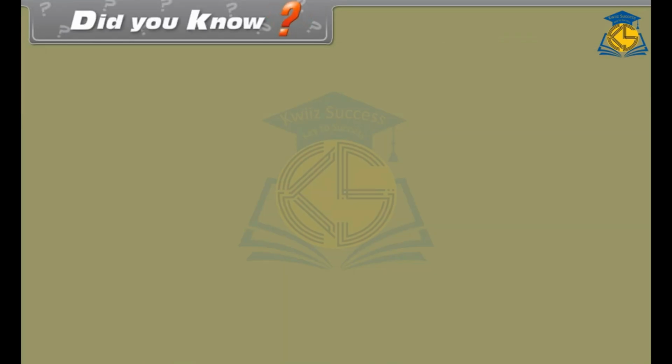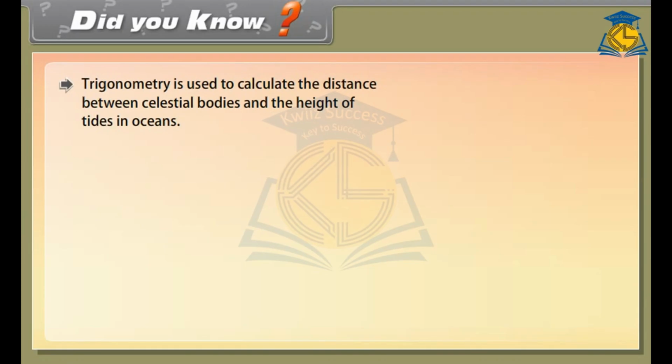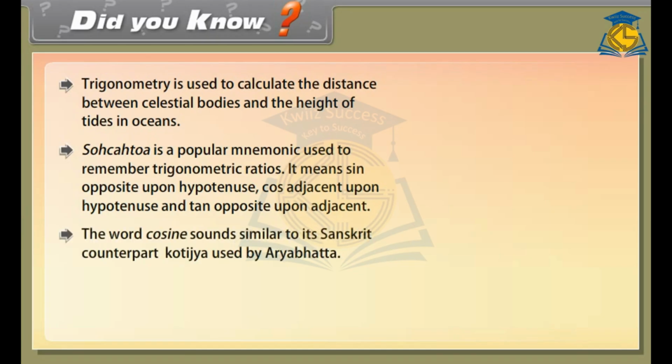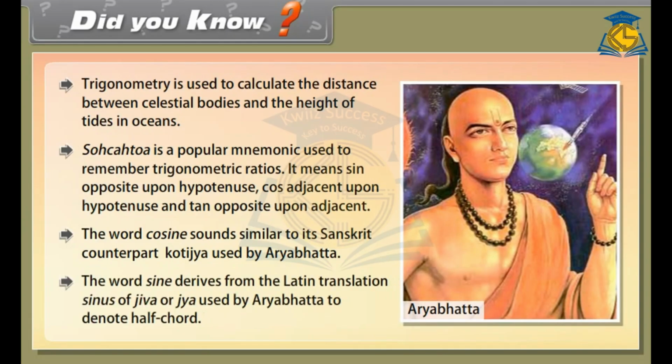Did you know? Trigonometry is used to calculate the distance between celestial bodies and the height of tides in oceans. It is a popular mnemonic used to remember trigonometric ratios. It means sine is opposite upon hypotenuse, cos is adjacent upon hypotenuse, and tan is opposite upon adjacent. The word cosine sounds similar to its Sanskrit counterpart, kotijya, used by Aryabhatta. The word sine derives from the Latin translation sinus of jiva or jya, used by Aryabhatta to denote half-chord.